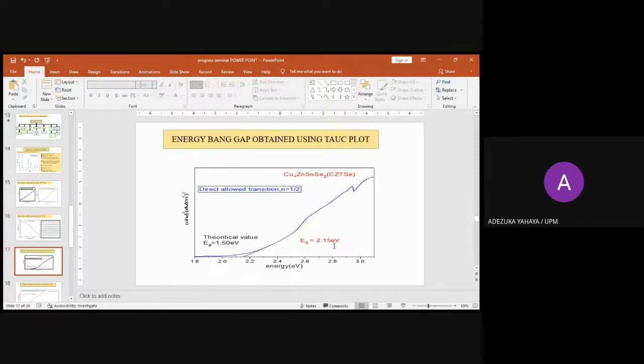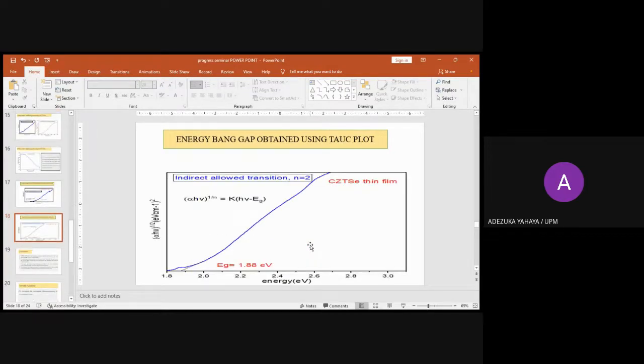So I obtained the energy band gap using the Tauc plot. This is for direct allowed transition, where the energy band gap is 2.15 electron volts. The other one is the energy band gap gotten from the same Tauc plot, but this time for indirect allowed transition. So the energy band gap here is 1.88 electron volts.